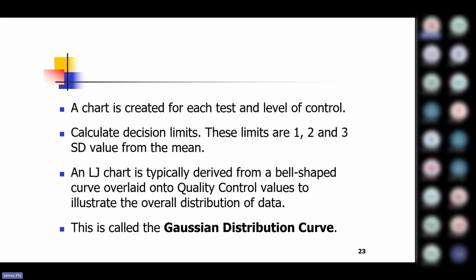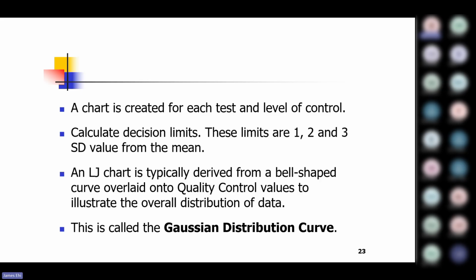A chart is created for each test result and different levels, depending on the number of control levels you run in your lab. You calculate your decision limits, where 1, 2, and 3 standard deviation values from the mean. An LJ chart is typically derived from a bell-shaped curve overlaid on quality control values to illustrate the overall distribution of data. This is called the Gaussian distribution curve. Why a lot of people find it hard to comprehend the LJ chart is because they don't even know where it was derived from. It was derived from what we call the Gaussian distribution curve.